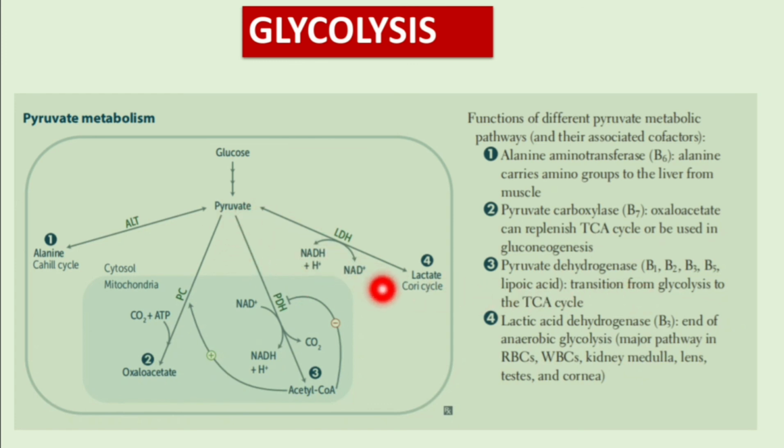The fourth one, lactic acid dehydrogenase, needs vitamin B3, niacin. It is actually the end of anaerobic glycolysis and is the major pathway in RBCs, white blood cells, kidney medulla, lens, the testes, and cornea. It means, like what I just told you, these organs don't have mitochondria. In RBCs, you don't have mitochondria. So this one is the major pathway.